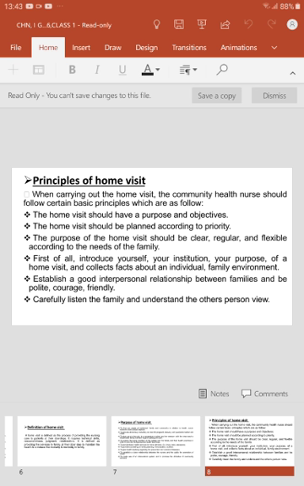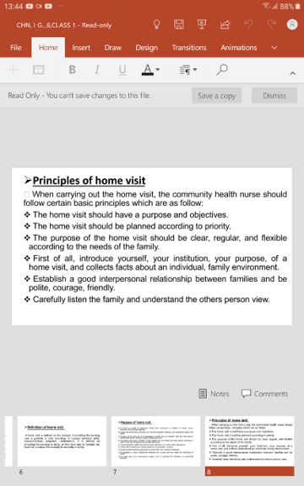Then, establish a good interpersonal relationship with the family, and be polite, encouraging and friendly. When you are visiting a home, as a nurse you should maintain your dignity and maintain a good relationship with the family members. Each and every communication should be in a polite way.